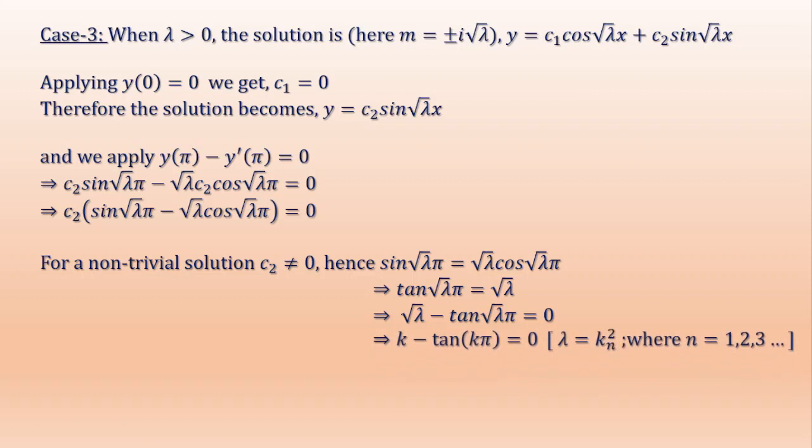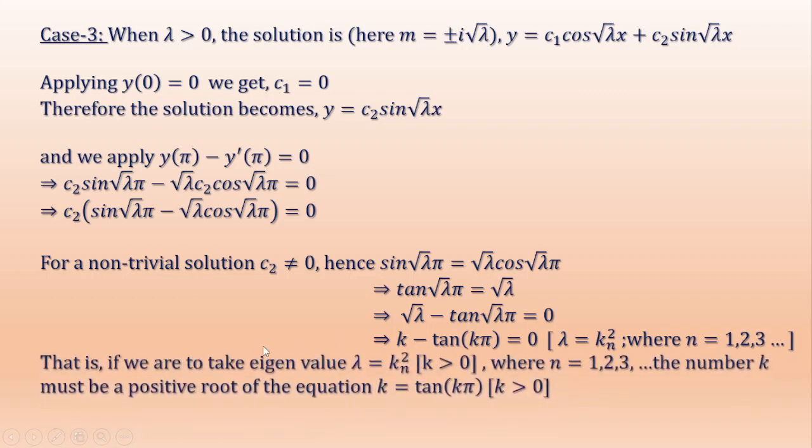Now here, if we take lambda is equal to kn square where n belongs to the set of positive integers, then we can write it as k minus tan k pi is equal to 0. That is, if we take eigenvalue lambda equal to kn square where n is in the set of positive integers, where k is greater than 0, the number k must be a positive root of the equation k is equal to tan k pi where k is greater than 0.